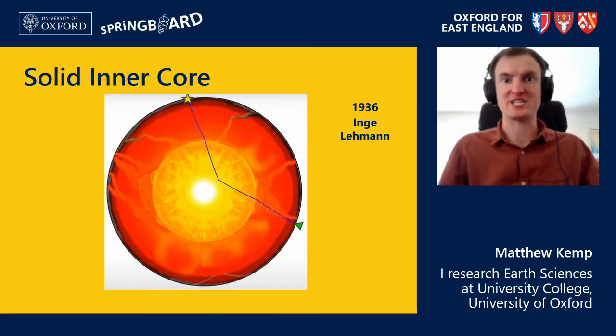Moving slightly forward in time to 1936, you have an amazing seismologist called Inge Lehmann, and she detected that there were these very small seismic waves which went down into the deep, through the mantle, through into the liquid outer core, but then bounced off something inside of it and then went back up to the surface. She proposed that there was a solid inner core within the liquid outer core.